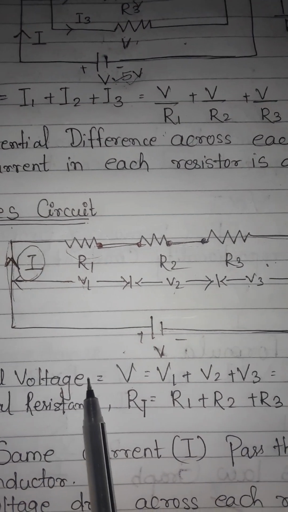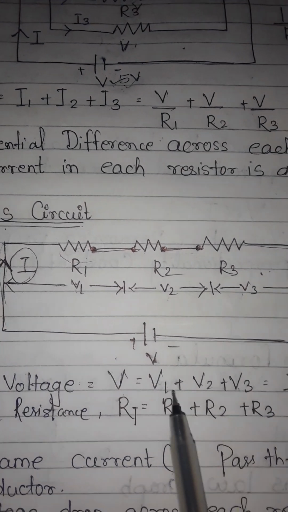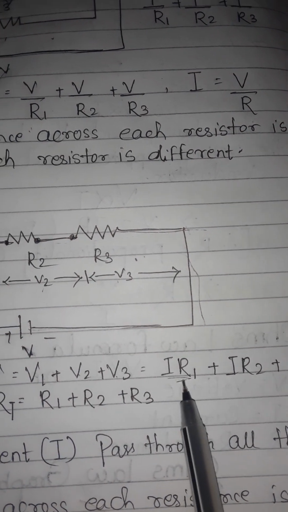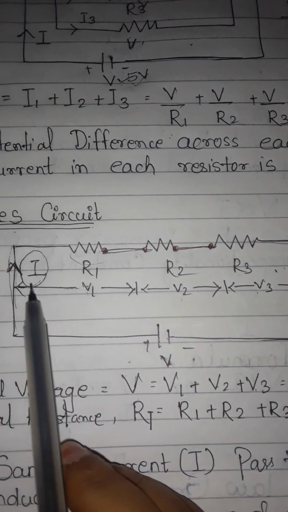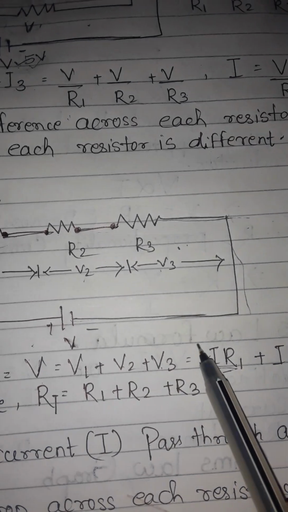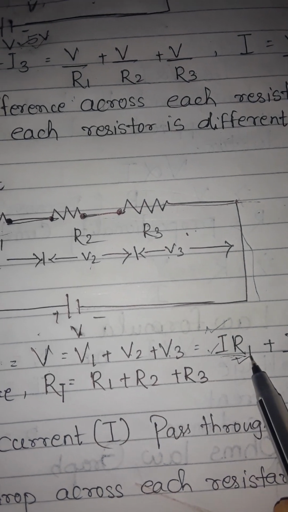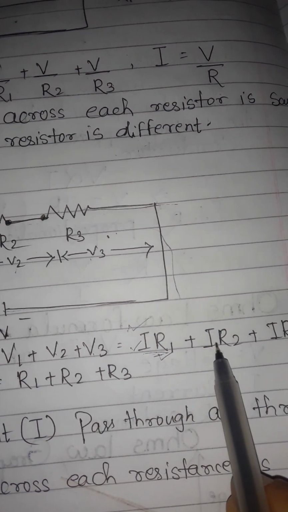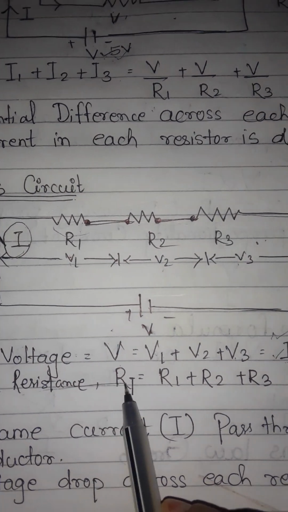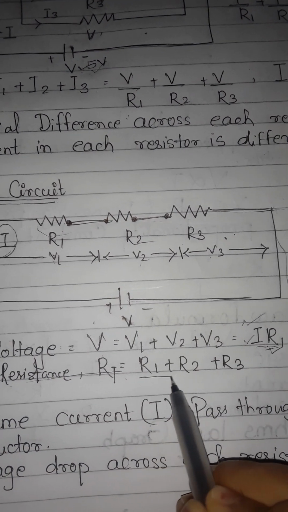It means the total voltage is V equals V1 plus V2 plus V3, and the voltage drop across each resistor is, for V1, I into R1. Here I is constant because it is a series connection and our current is flowing through all the resistors. So for different resistances we multiply I into R1 for the voltage drop, for V2 it is I into R2, and for V3 it is I into R3. If I talk about the total resistance, RT equals R1 plus R2 plus R3. This is the equivalent resistance.